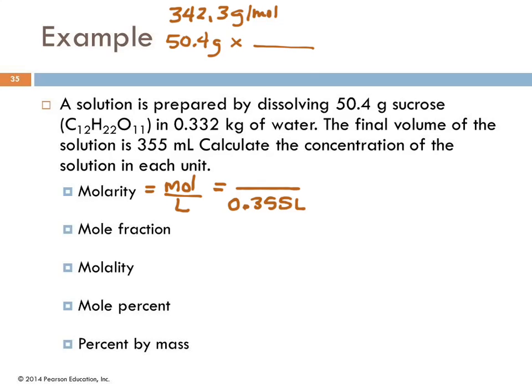So we're going to put this together so the grams are in the bottom, they'll cancel out, and moles on top. And we got the 342.3, 50.4. I get 0.147. I'm going to carry a couple extra digits there. Moles. That's the number of moles of sucrose. So that's what we're going to plug in down here. 0.14724 moles.